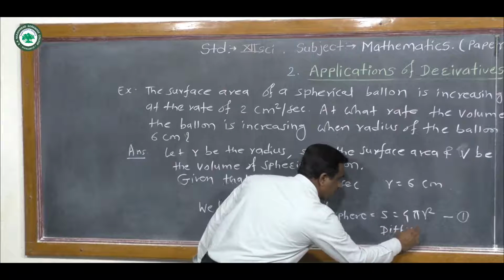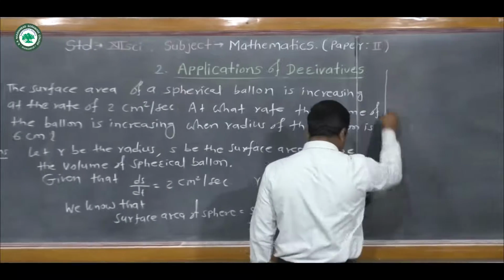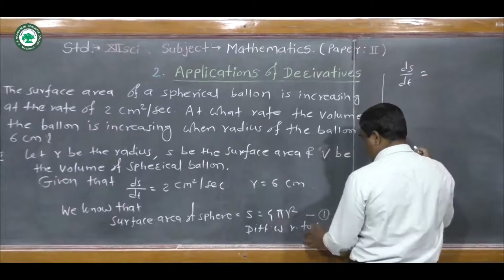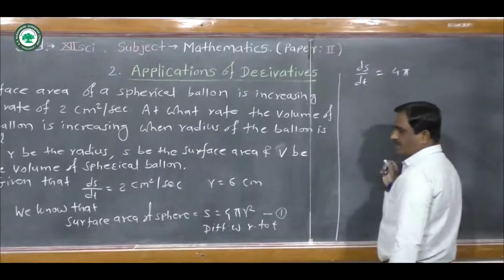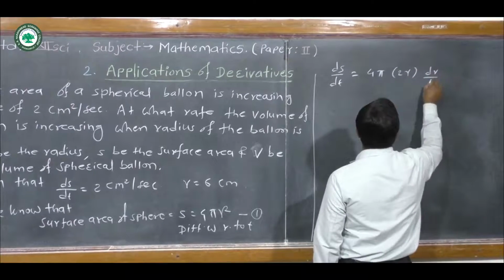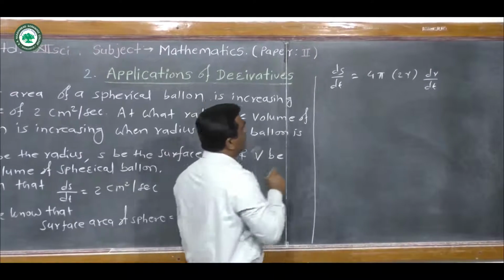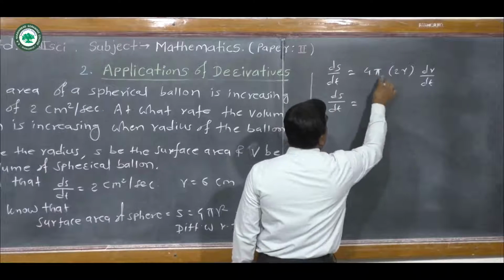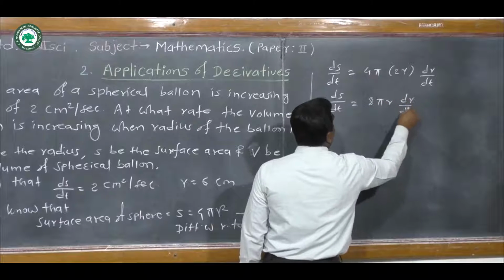Differentiate this equation with respect to t. Therefore, the derivative of S with respect to t, dS by dt, is equal to 4π, which is a constant term, times the derivative of r squared with respect to t, which is 2r into dr by dt. That is, dS by dt is equal to 4 into 2, 8π r into dr by dt.